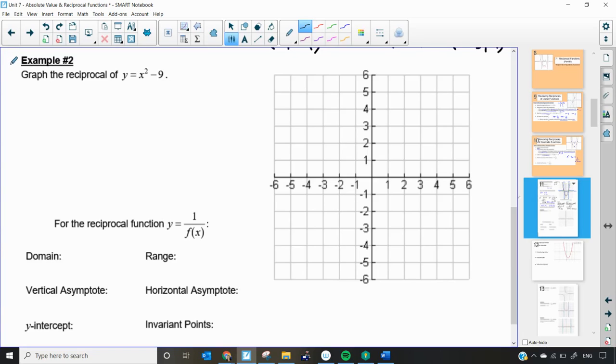Now taking a look at example 2, this is very similar to the first example of x squared minus 9. So what I'm going to encourage you to do is pause the video, do the question on your own, and then come back and check to see if what we have matches.